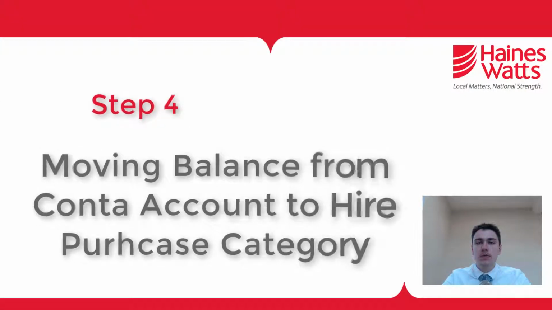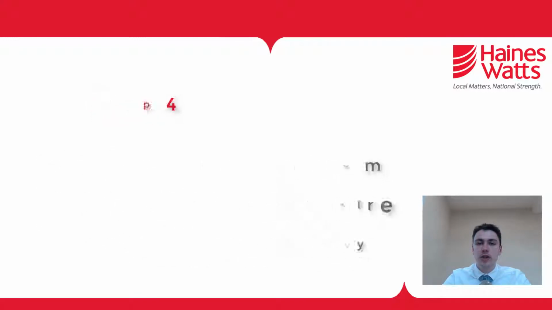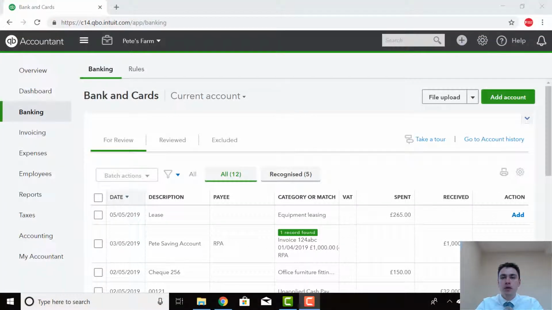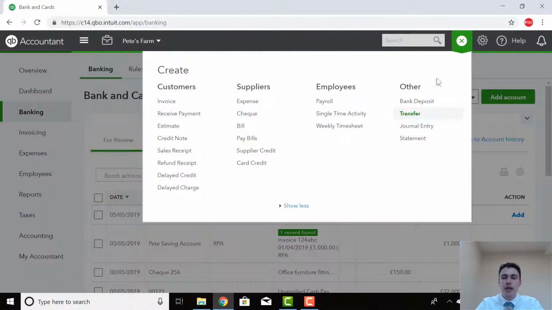Our final step, step four, is to move the balance that's currently in our contra account to a specific hire purchase category where we can then post our payments against the balance. This balance should be made up of the purchase value, less part exchange, less deposit. To move the balance, we're going to use the plus icon, and under other, we're going to create a transfer.